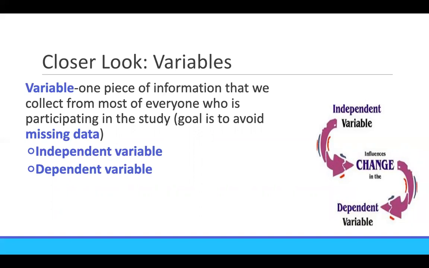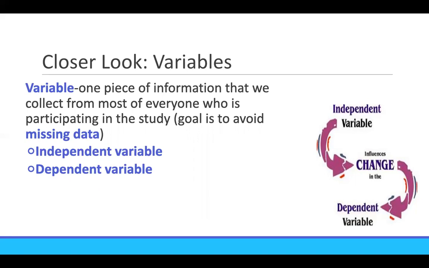And so a variable is this piece of information, and the goal is we want to collect it from most of everyone who is participating in the study, because we don't want to have missing data. And that's when there is a variable that we don't have information for some study participant, some person from our population. So we want to have as complete data as possible. So we want to gather, consistently, this information from everyone that's in your study population.